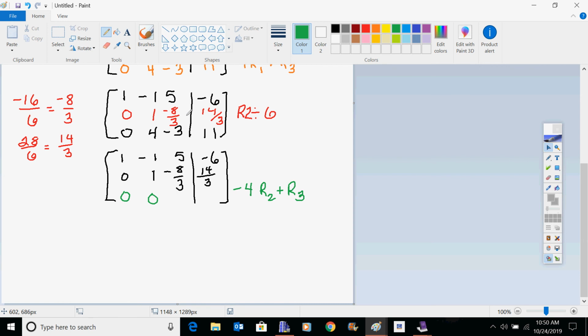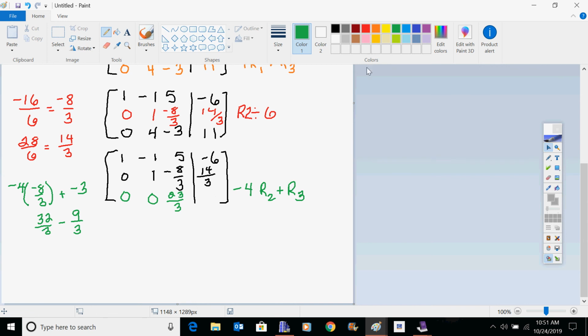So here's our tricky one. Negative 20 over 3. Negative 4 times negative 8/3 plus negative 3. So this would be 32 over 3 minus 9 over 3. Yeah, so 23 over 3. Negative 23 over 3 is our answer.